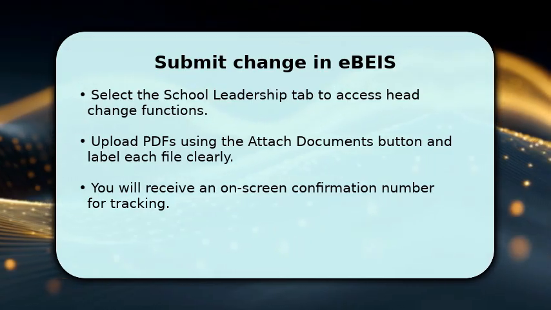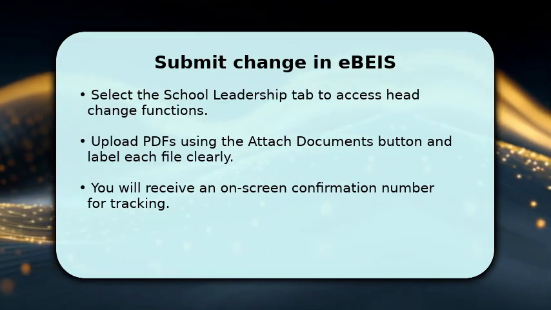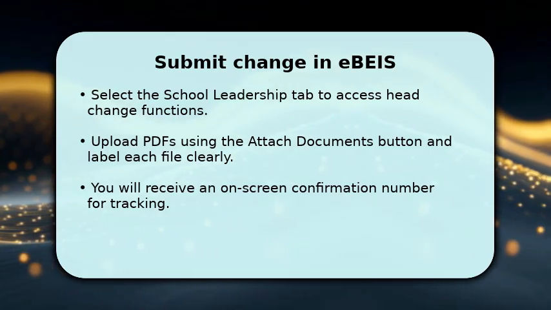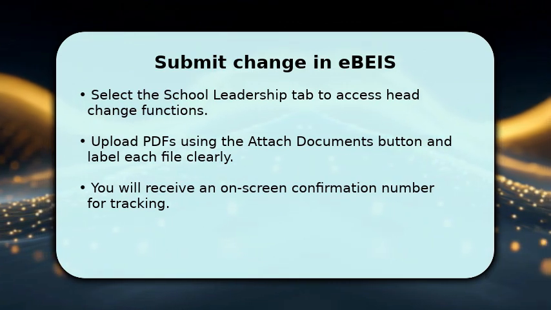Upload PDFs using the Attach Documents button and label each file clearly. Choose the effective date, typically the first working day after appointment. Review all entries, then click Submit Change for district review. You will receive an on-screen confirmation number.